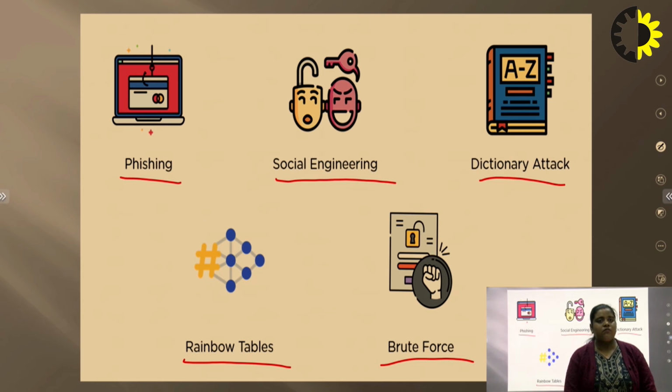Now we will discuss three other approaches: the dictionary approach, rainbow tables and brute force techniques. These terms are more technical as compared to phishing or social engineering. So one by one we will discuss all three.